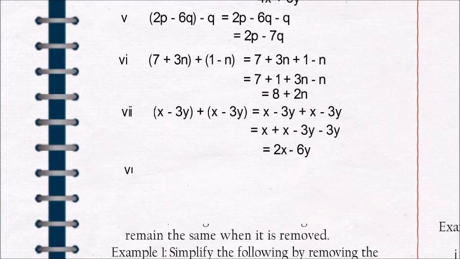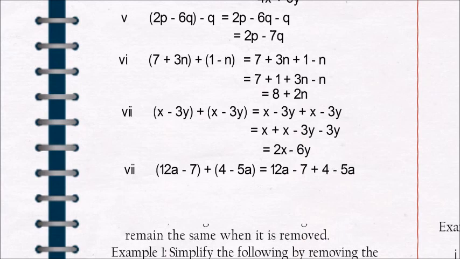And lastly, in number 8, we have open bracket 12a minus 7 close bracket plus open bracket 4 minus 5a close bracket. Now if we remove the bracket in this case, we have 12a minus 7 plus 4 minus 5a. When we collect all the terms in a together, we have 12a minus 5a plus 4 minus 7. 12a minus 5a leaves us with 7a, and then 4 minus 7 leaves us with minus 3.